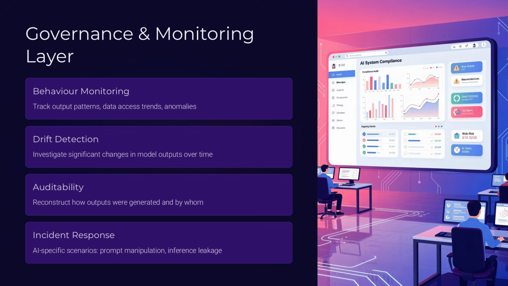Incident response plans must incorporate artificial intelligence specific scenarios such as prompt manipulation or data leakage through inference. This layer ensures that artificial intelligence systems remain aligned with enterprise risk appetite and compliance obligations.